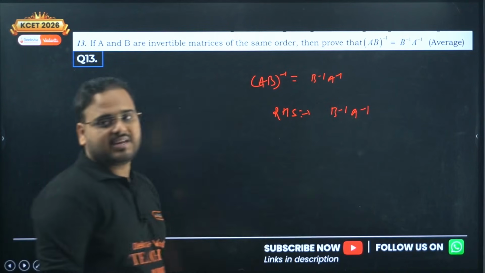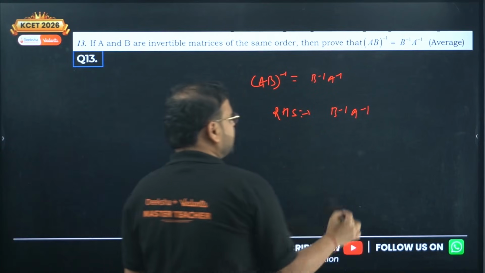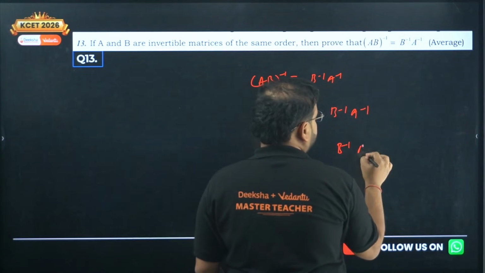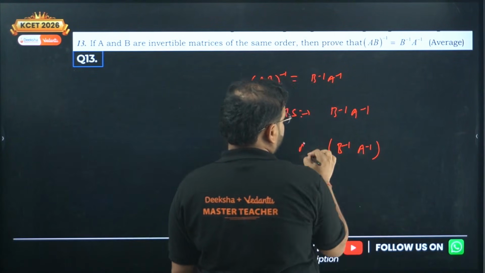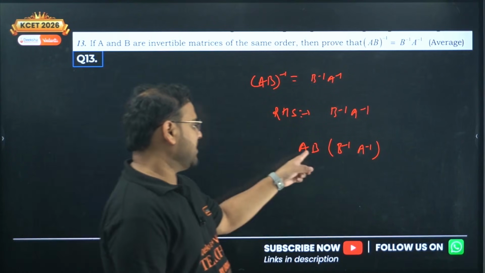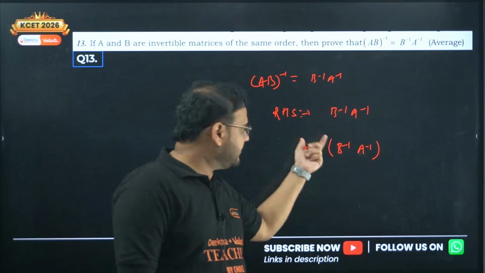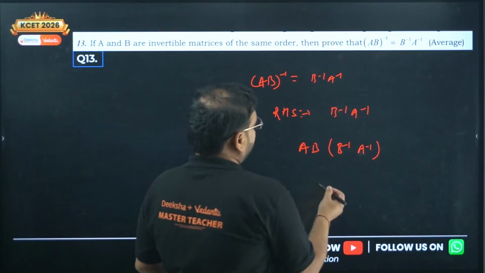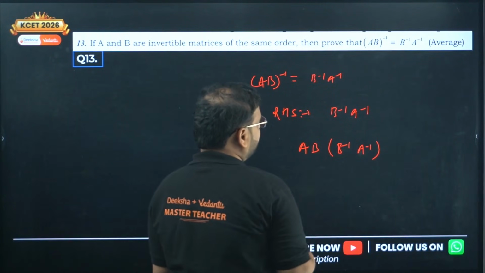I have B inverse A inverse. Now in this B inverse A inverse, I'll multiply AB. Check it out, this is AB. I can multiply anything to anything, right? Yes, so AB. If you do that, what will happen?